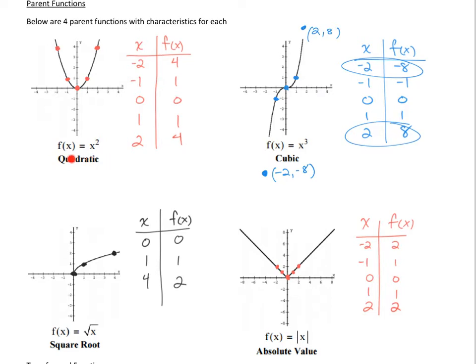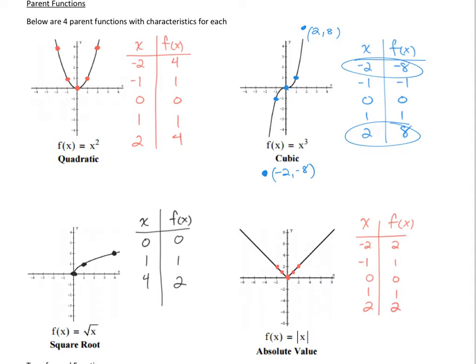So quadratic means squared, so you'll just square all of these numbers to get these. Cubic means third power, so you will cube all of these numbers to get these. Absolute value, you turn any number that you put in here into a positive number. So negative 2 becomes positive 2, negative 1 becomes positive 1.